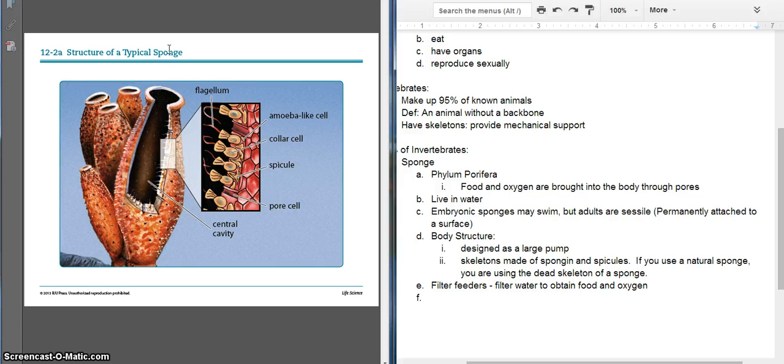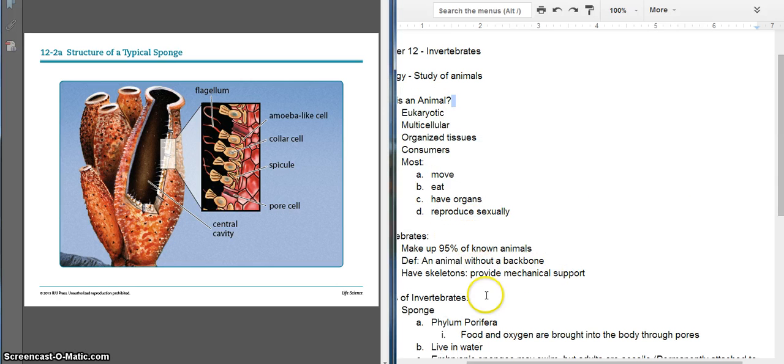They take the dead skin cells, the dead animal cells from other animals, the feces from other animals, and they filter it through their body, and that's what they eat. They consume basically the waste of other animals. So we have our sponges.